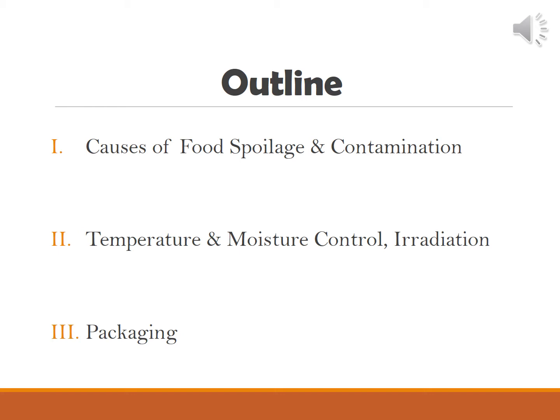So to do that, we're going to look at what we do with temperature and moisture control. And then we'll talk about what irradiation is and how that keeps foods fresh. And then finally, we'll briefly discuss packaging, what that is, what some different techniques are, and then how packaging can prevent foods from going bad.